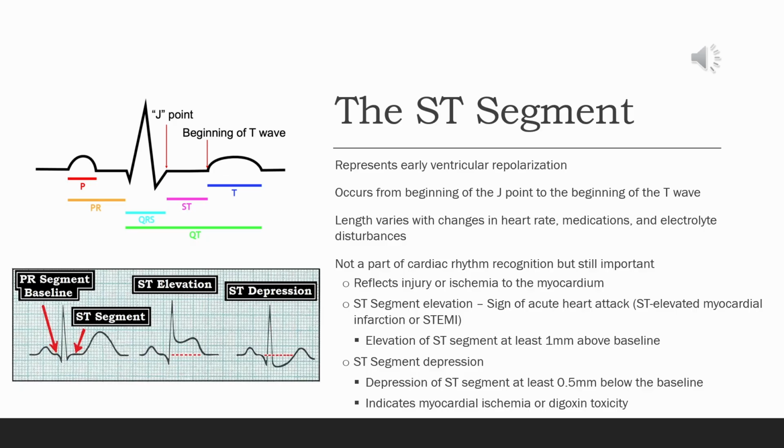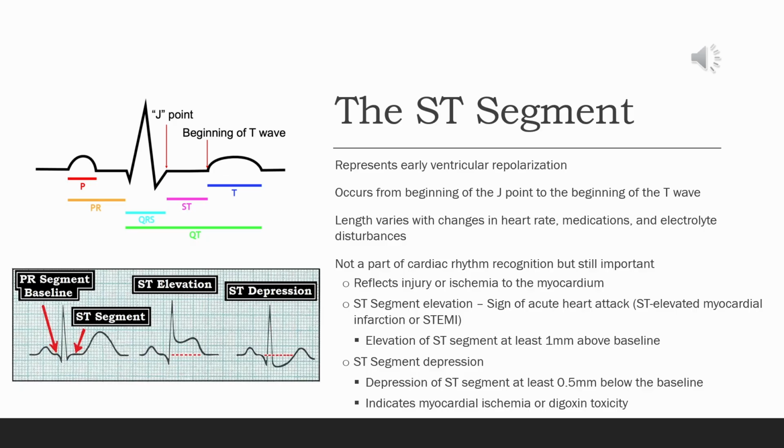Now, on the other hand, if we have ST segment depression, this can indicate that there's some sort of myocardial ischemia or even digoxin toxicity. A depression of at least 0.5 millimeters below the baseline can suggest that we have reduced blood flow to the heart, which obviously requires further evaluation as well.